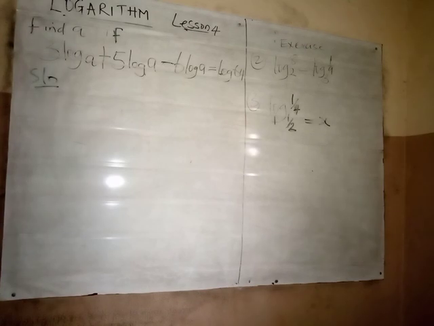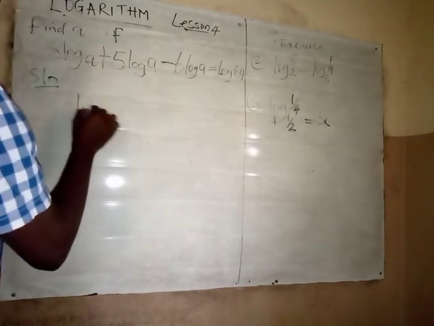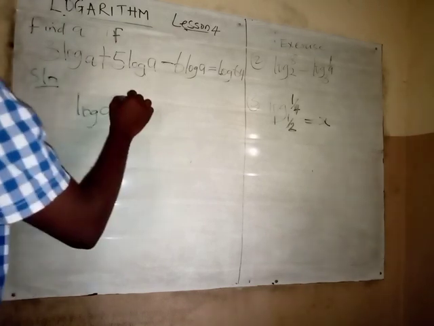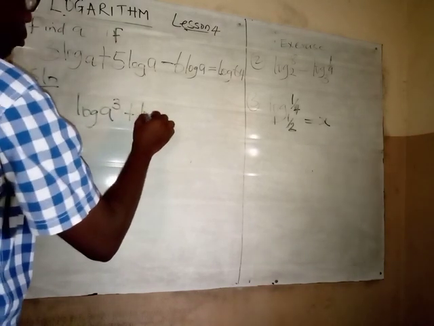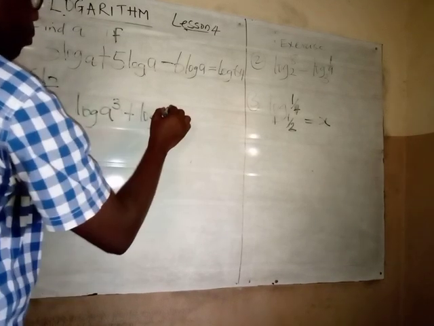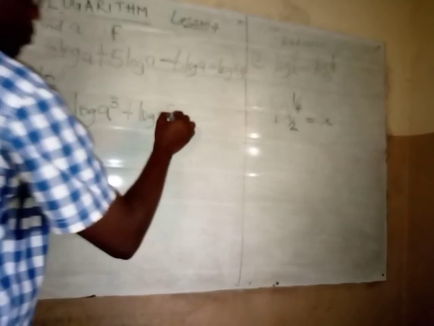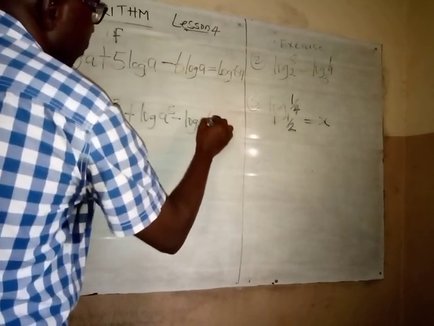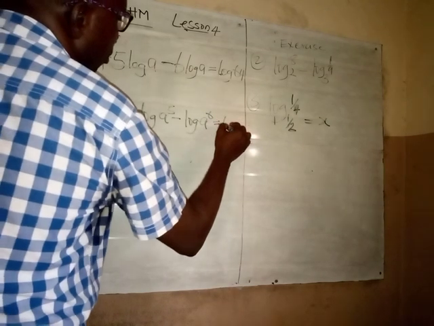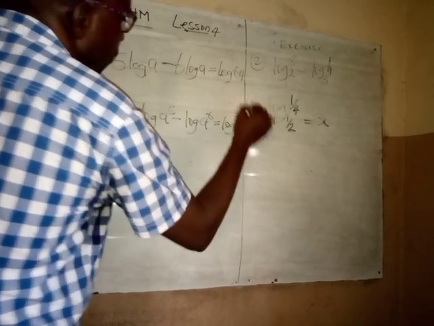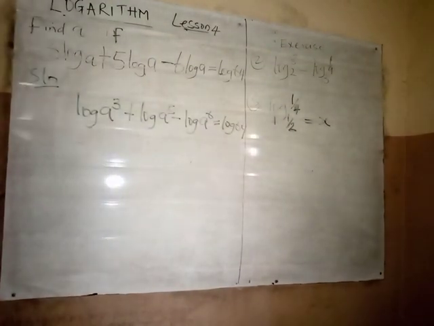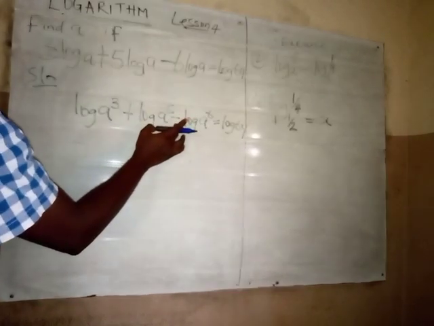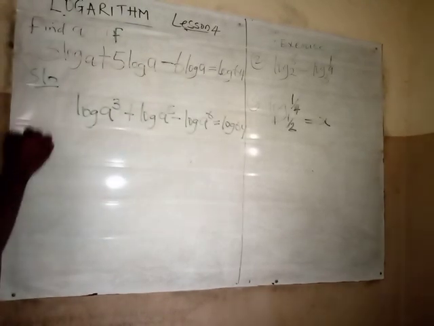Solution. It will be log a raised to power 3 plus log a raised to power 5 minus log a raised to power 6 equals log 64. So what we now have, the rule says that addition like this, you multiply. Subtraction, you divide.